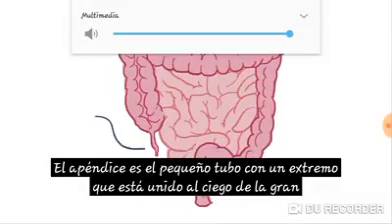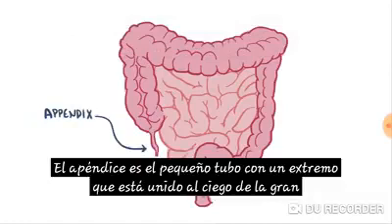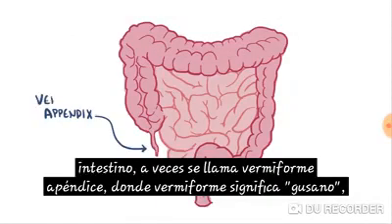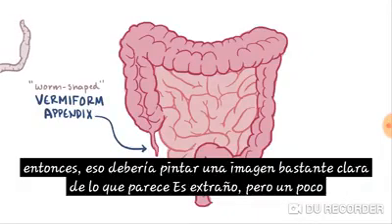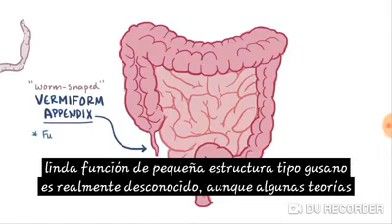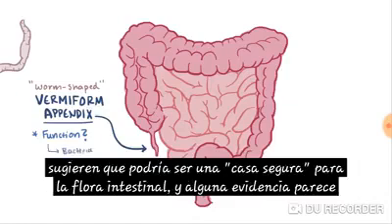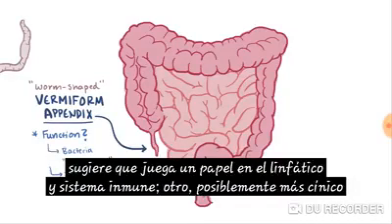The appendix is the little one-ended tube that is attached to the cecum of the large intestine. Sometimes it's called the vermiform appendix, where vermiform means worm-shaped, so that should paint a pretty clear picture of what it looks like. This odd, kind of cute little worm-like structure's function is actually unknown, though some theories suggest that it might be a safe house for gut flora, and some evidence seems to suggest that it plays a part in the lymphatic and immune system.